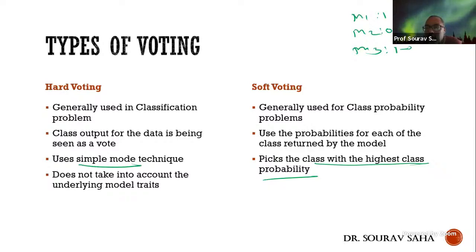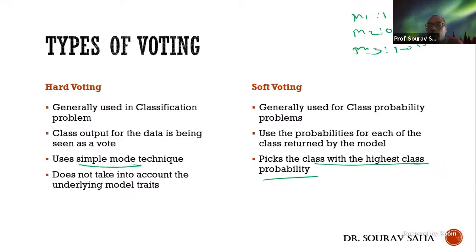M2, let's say, for class 1 had only 20%, and here it was 80%. While for M3, it was probably 55% for class 1 and 45% for class 2.